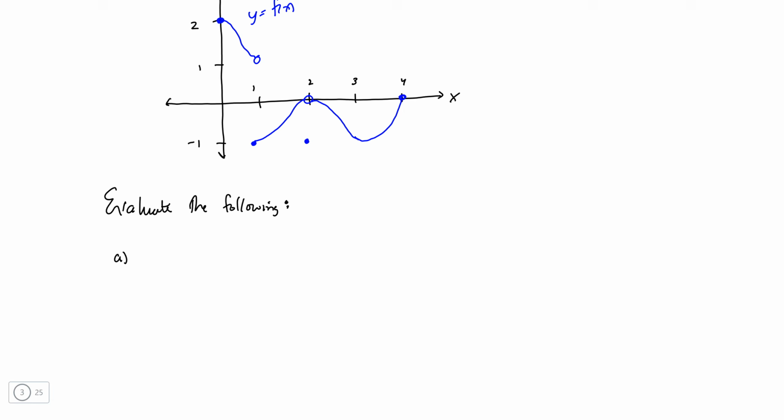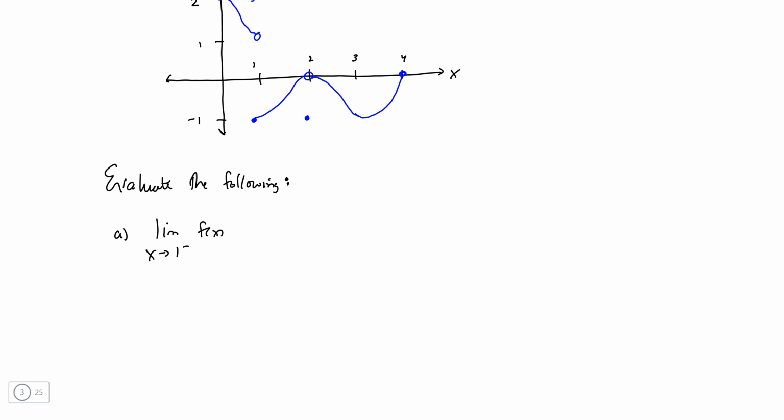So for the first one, let's look at the limit as x goes to 1 from the left of f of x. Now for this one, what we should be doing is moving in this direction. So we see we're moving down along this. So this one's getting closer and closer. That dot isn't filled in there, so f of 1 is not equal to 1, but these values are getting closer and closer to 1.